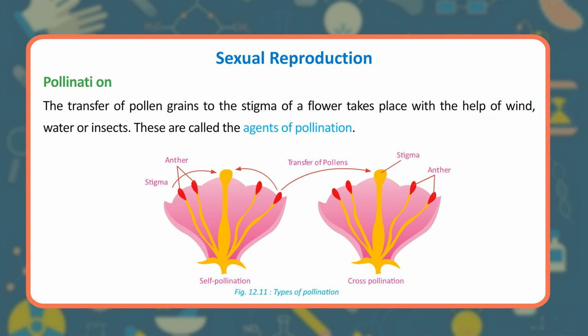The transfer of pollen grains to the stigma of a flower takes place with the help of wind, water or insects. These are called the agents of pollination.